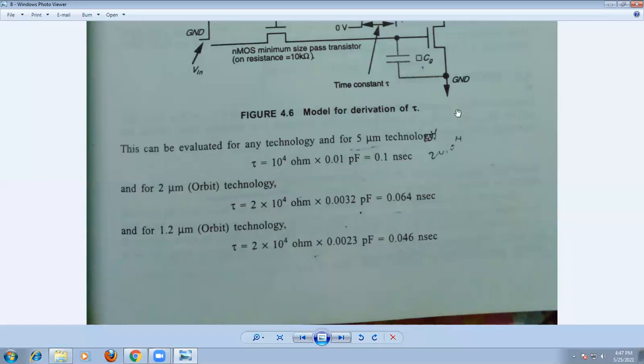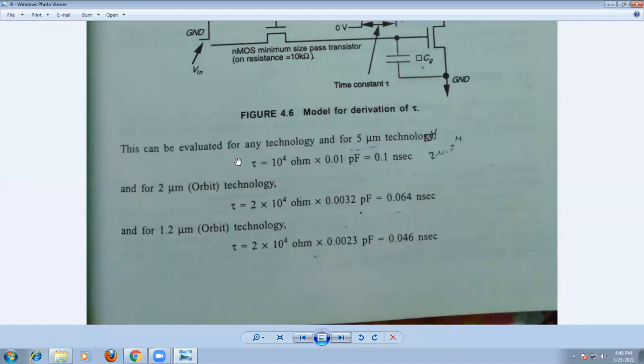In the 5 micrometer technology, this value is nothing but W, the width of the transistor. Here also it is the width of the transistor. That means as the technology advances, the size of the transistor reduces. Depending upon that, the delay associated with the technology also decreases.